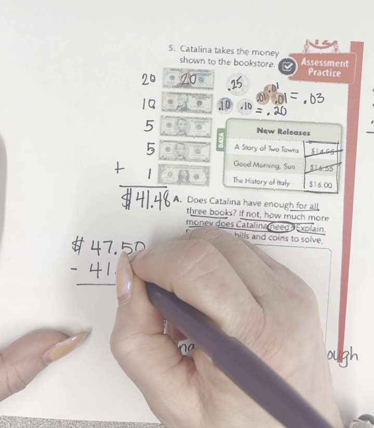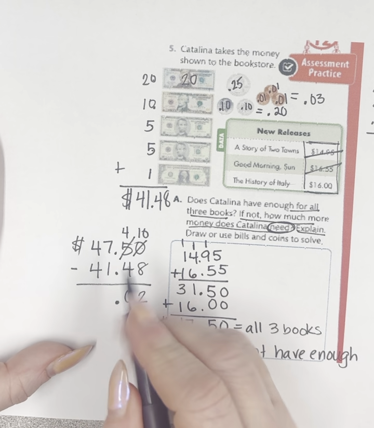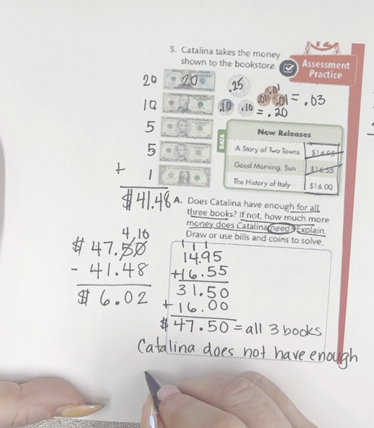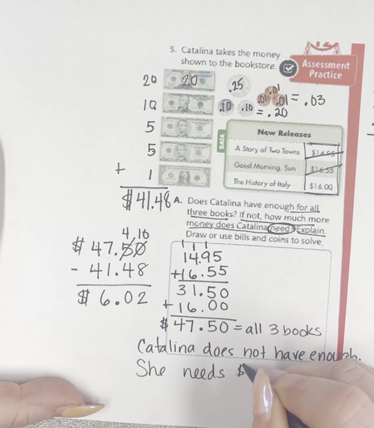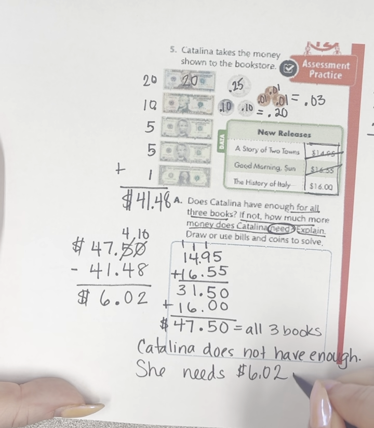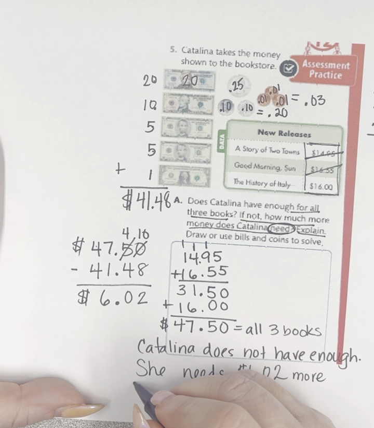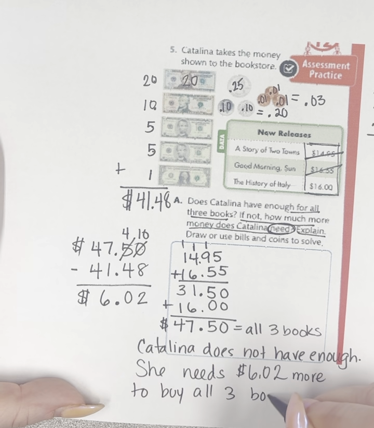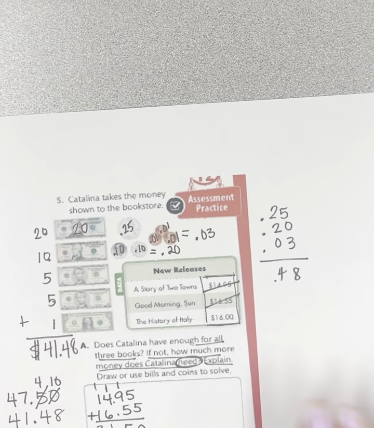0 minus 8, I can't do it. I cross out the 5, I make it a 4, I cross out the 0, and I make it a 10. Now I can subtract accordingly. 10 minus 8 is 2. 4 minus 4 is 0. Copy the decimal. 7 minus 1 is 6. 4 minus 4 is 0. So Catalina needs $6.02 more to buy all 3 books. Or maybe she only gets 2. All right, that was a good one.